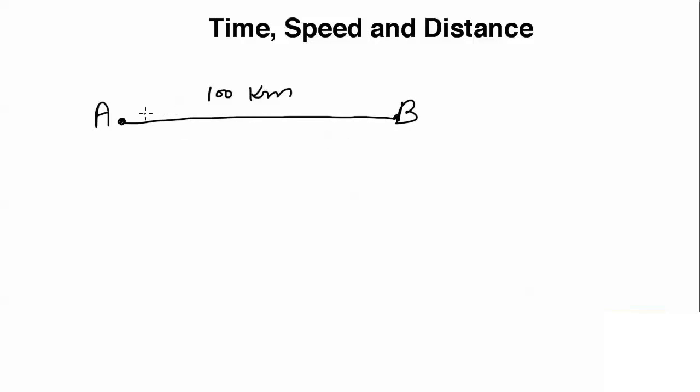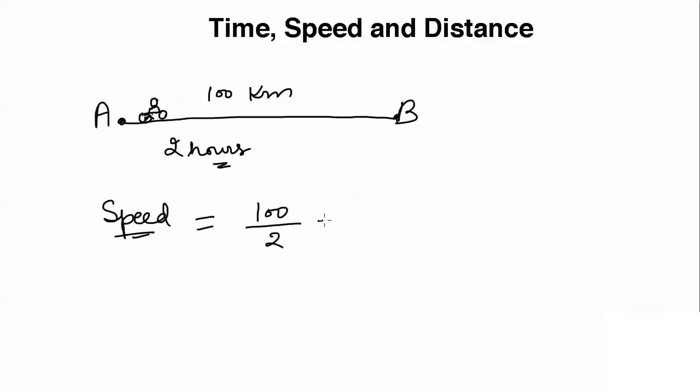And I'm going on my bike from city A to city B. It took me 2 hours to complete this journey. What is my speed during the journey? I'm assuming here that my speed was constant during the whole journey. So what's my speed? My speed would be 100 kilometers divided by 2 hours, which is equal to 50 kilometers per hour.